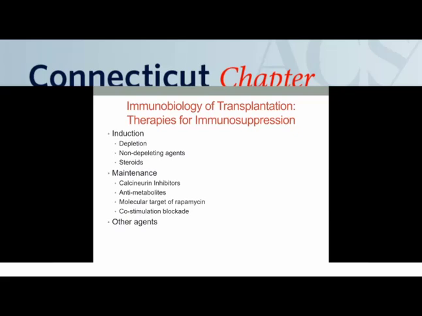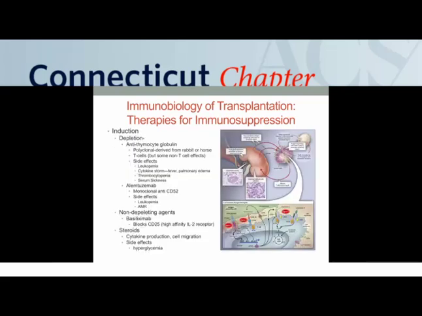So that's induction immunotherapy. Maintenance is all about specifically inhibiting usually T cells and to some degree B cells. That includes things like calcineurin inhibitors, antimetabolites, mTOR, and then co-stimulation blockade. All right, so again, you don't have to memorize or take everything in the slide. But the bottom line is that when we use these medicines, we're trying to achieve a specific effect, right?